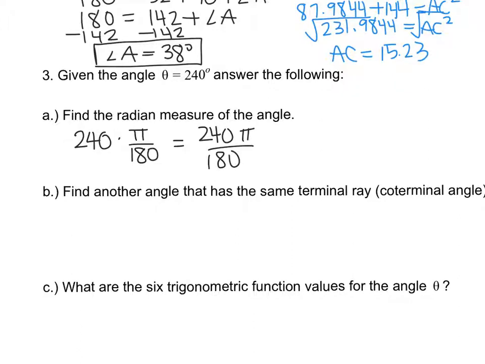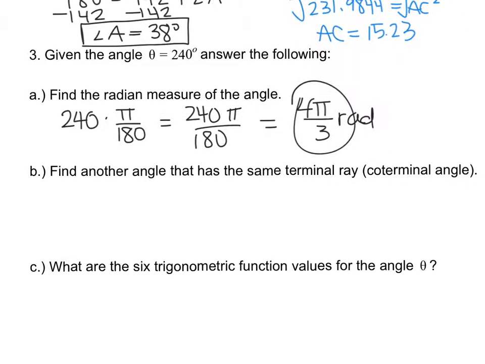And we always want to leave our answer in terms of pi if we're converting a whole number angle to radian. So 240 divided by 180, we want to simplify to its smallest fraction, which is 4/3. So we're going to end up with 4 pi over 3 as our radian measure. Put radians.